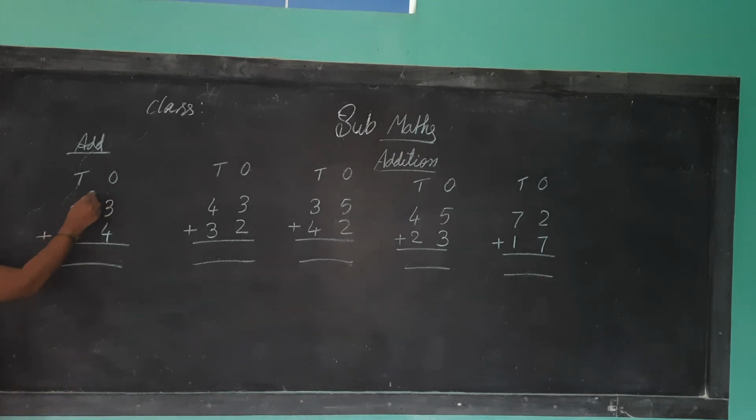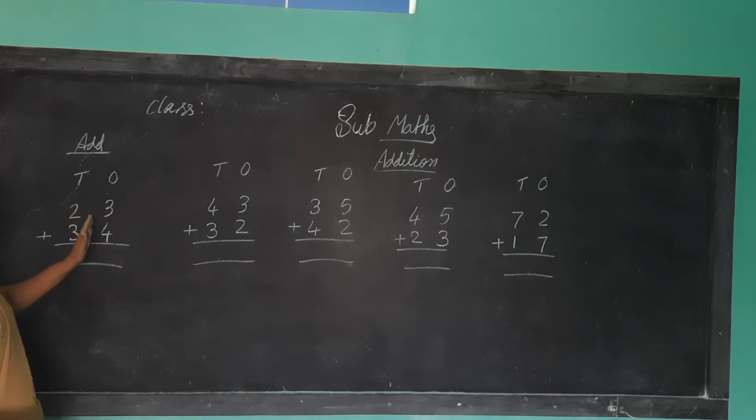See children, tens and ones are given. I will say you must add. What will you do? You have to start from the right side only. Here, the ones place you must add first, then you must add the tens place. First you have to add the ones place, then the tens place.